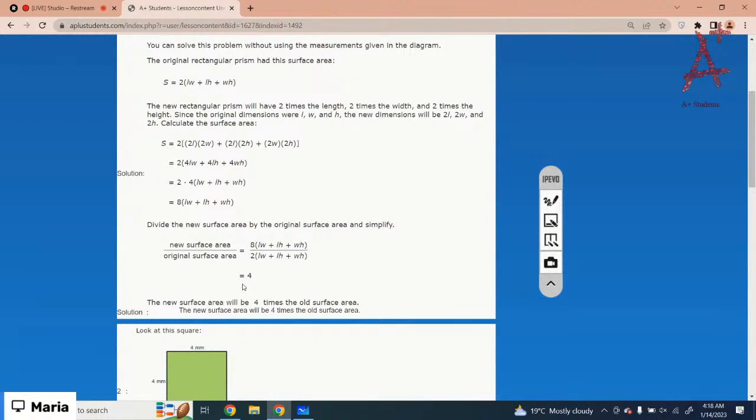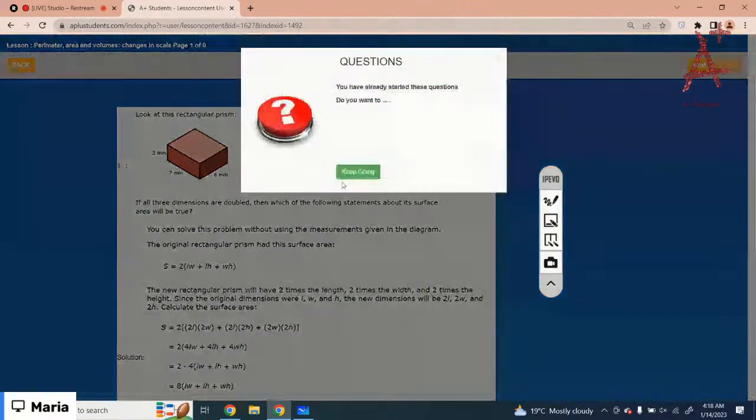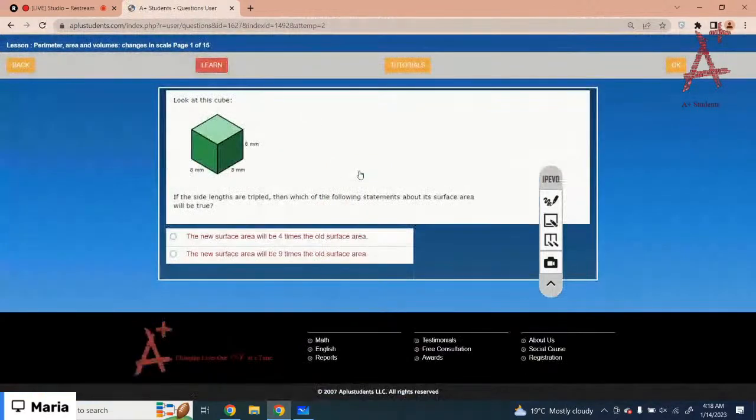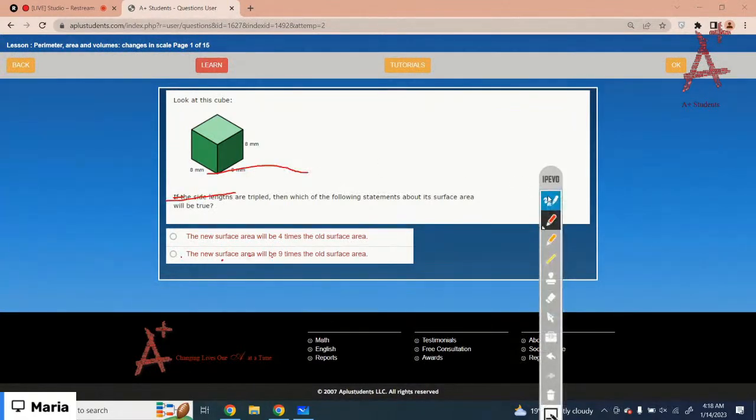Okay, let's just start with the example. Okay, look at the cube. If the side lengths are tripled, then which of the following statements about its surface area will be true? You have to calculate the surface area of the cube. Got it? You have to see which of the options is the correct one.